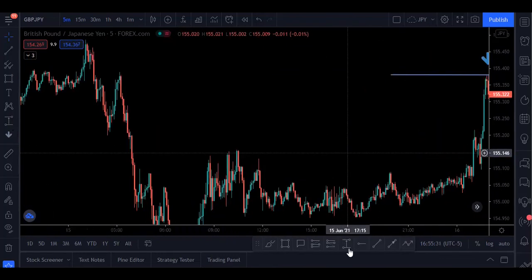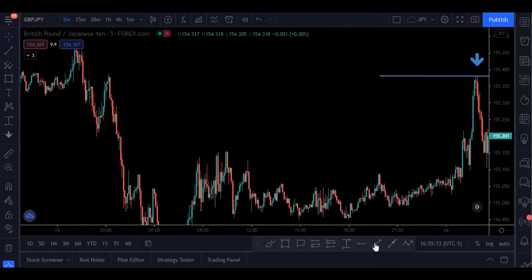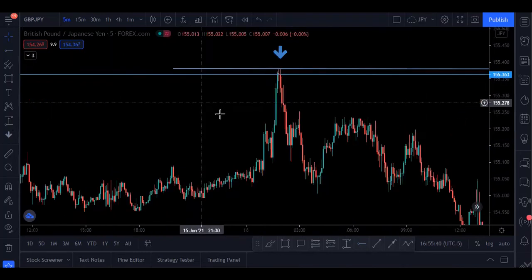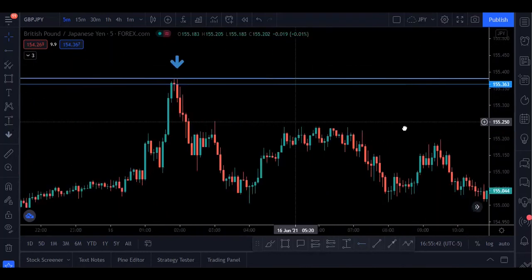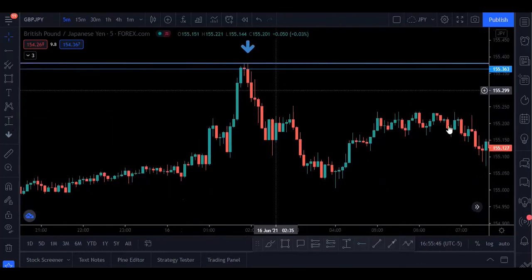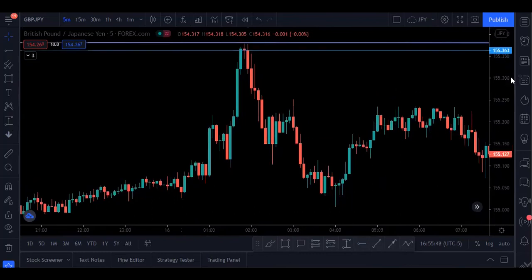As you can see, price was rejecting this order block, or a supply zone. So what you want to do is go to the lower time frame and wait for confirmation, or to see this pattern happening.